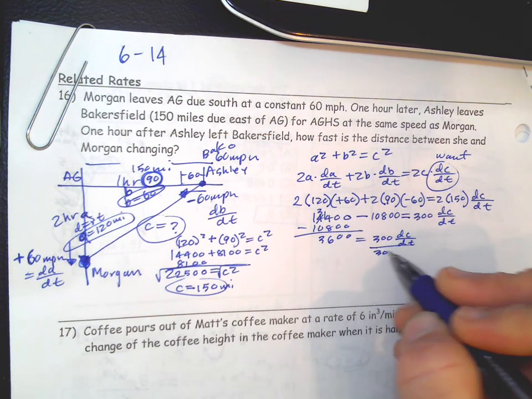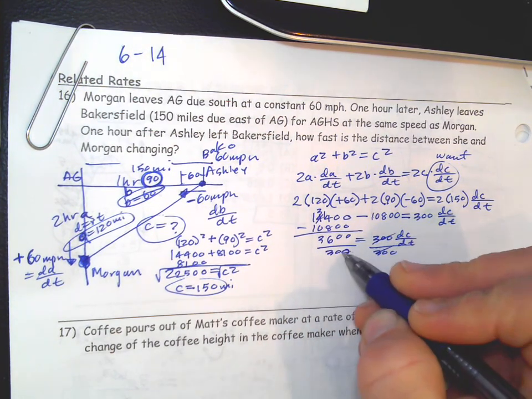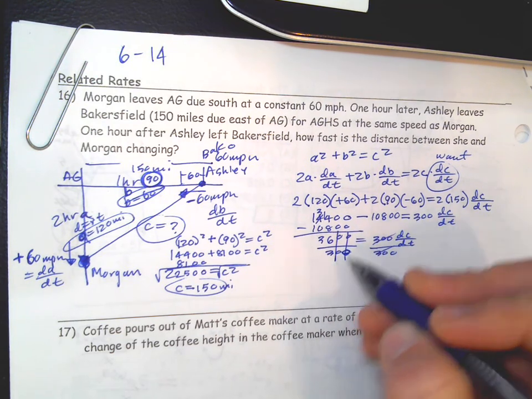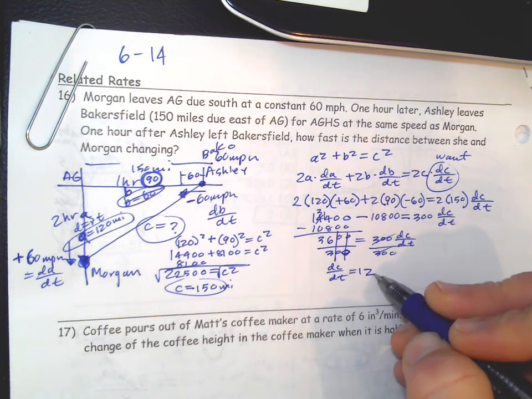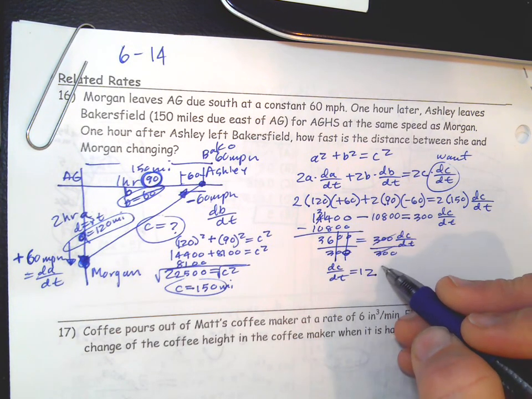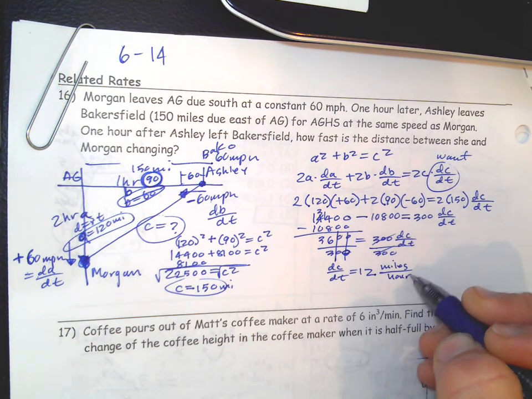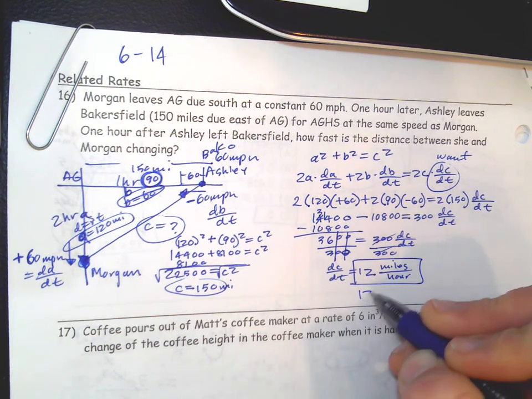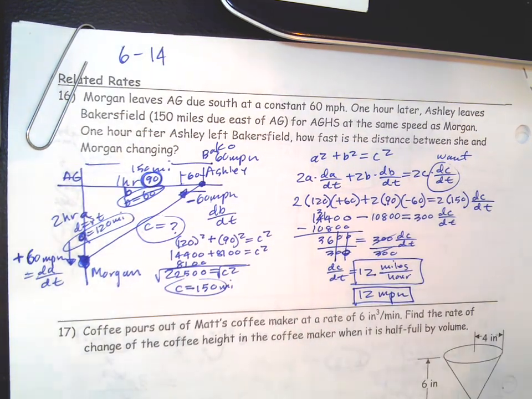And we're gonna divide by 300. So dC/dt equals 12. And what are the units? Change in C would be length, so that's miles over time, which is hours. So you could say 12 miles an hour, 12 mph. And it's positive. It came out positive. So there you go. It's a good one.